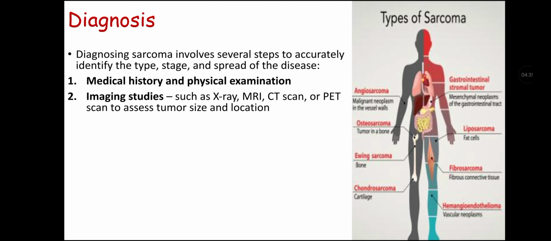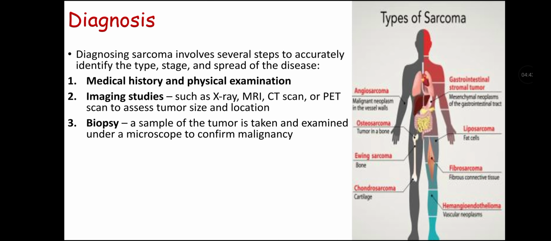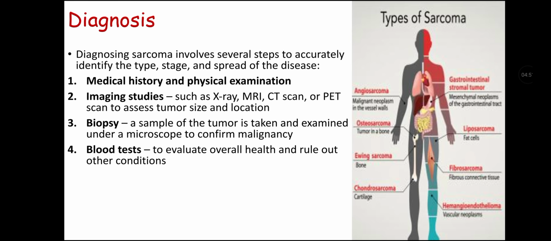Second, we can do imaging studies for diagnosis, like X-rays, MRIs, CT scans, or PET scans, to assess tumor size and location. Third, we can do a biopsy, that is, a sample of the tumor is taken and examined under a microscope to confirm malignancy.